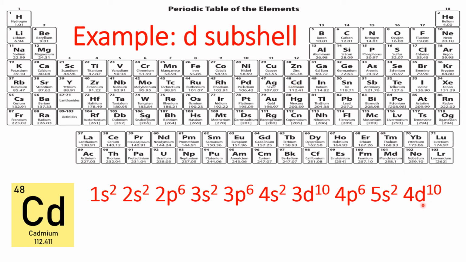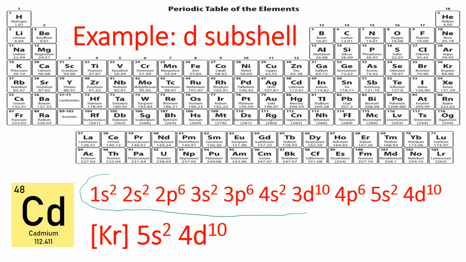Please remember again, this is a d subshell. It is always one row less. We are at the fifth period, so 5 minus 1, you will write 4. And its condensed form: what is the noble gas before cadmium? It's krypton. So you will write Kr 5s2 4d10. This whole thing here is the electron configuration of krypton.